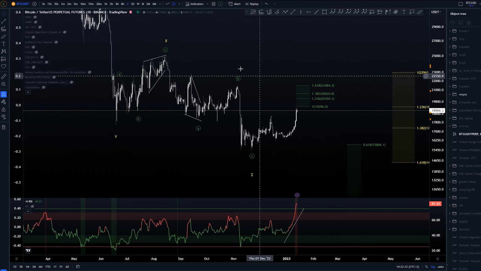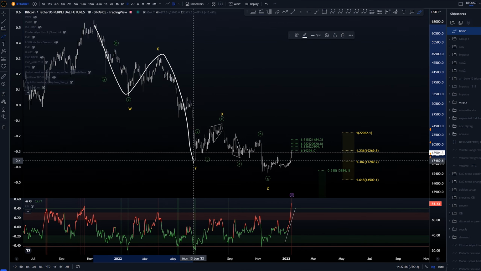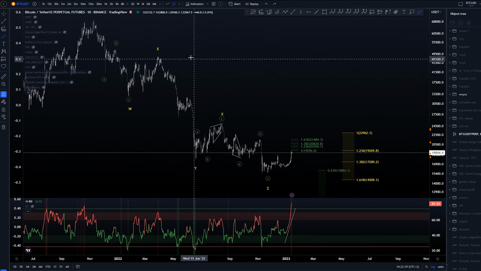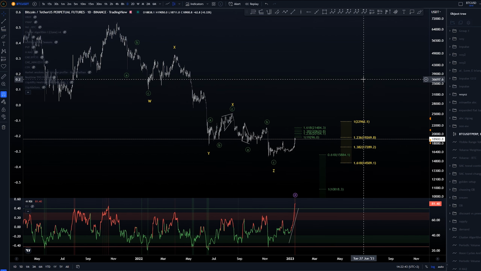Then we had a different count overall, where we had this as a W, X, Y, X, Z. Here on logarithmic scale, it looks decent. I generally don't like to be labeling these, but here it kind of fits.